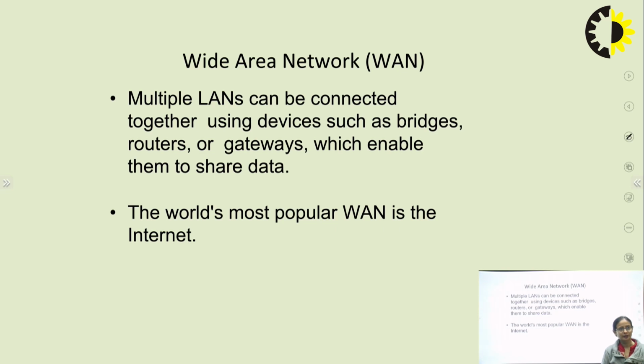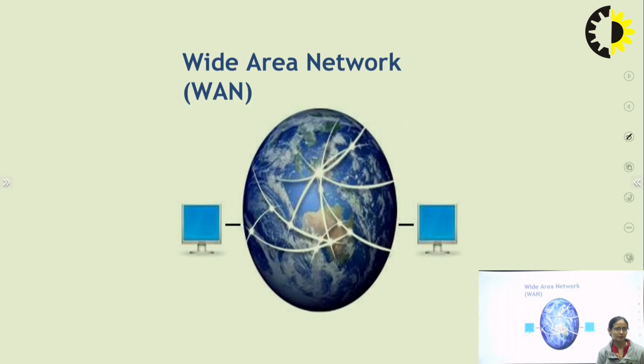Multiple LANs can be connected together using devices. When we are connecting multiple LANs or MANs, they are connected through bridges, routers, or gateways, which enable them to share the data. The world's most popular WAN, the internet, is another example, where multiple LANs or MANs are connected together to form a superhighway of information.